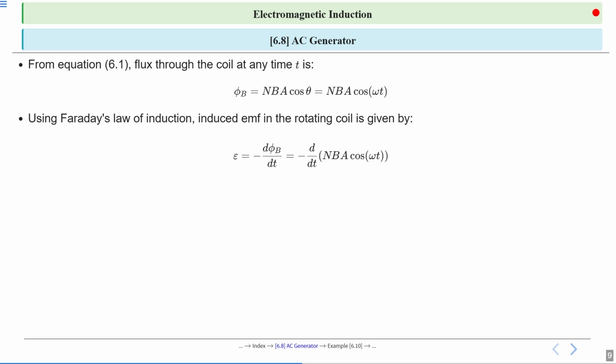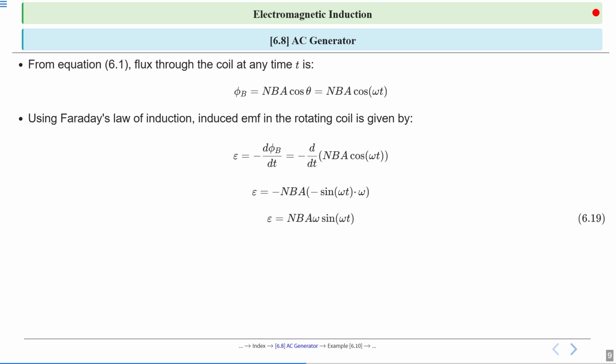So NBA will come out of the derivative. Only cos omega t will remain, because omega t is changing. Theta is changing, so that is why it is variable. So differentiation will be done of cos omega t. Epsilon is equal to minus NBA, and the differentiation of cos theta is minus sin theta. So the differentiation of cos omega t is minus sin omega t.